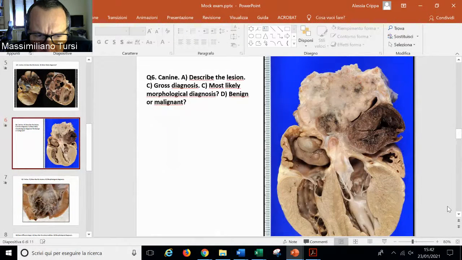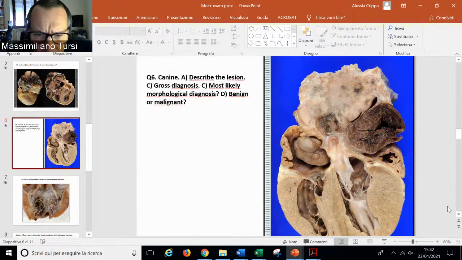Another neoplasia. Describe the lesion. Also in this case, we have to say that in the dorsal area, that's a longitudinal cut section of the heart and a huge, big neoplasia that grows from the dorsal portion, from the base of the heart, and tends to infiltrate the surrounding portion of the heart.